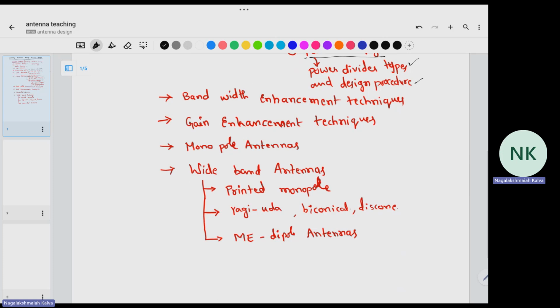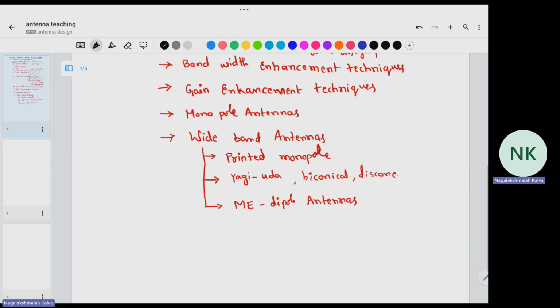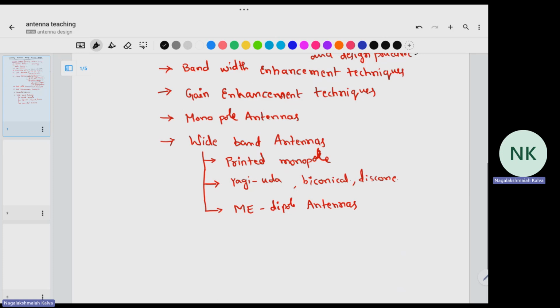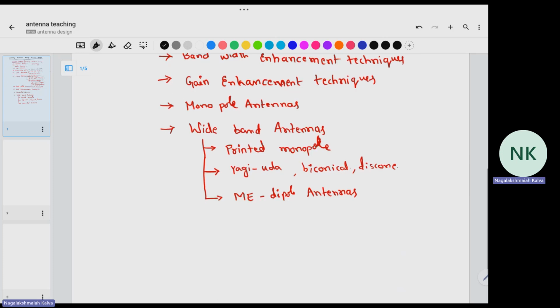And in the later sessions, we'll go ahead with wideband antennas like bandwidth enhancement techniques. So here we'll discuss all the wideband antennas and bandwidth enhancement techniques. Then later we'll discuss gain enhancement techniques like placement of superstrate materials, or going ahead with antenna arrays. All these things we'll discuss in gain enhancement techniques.